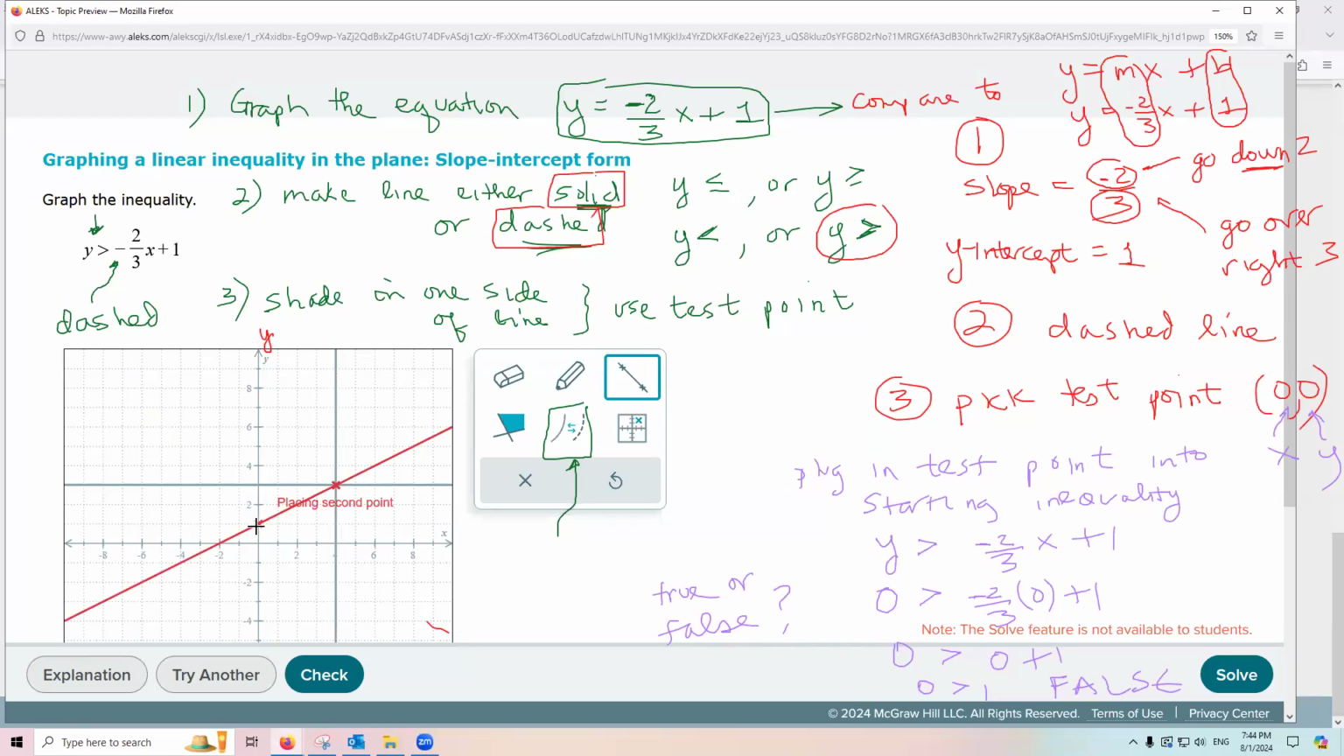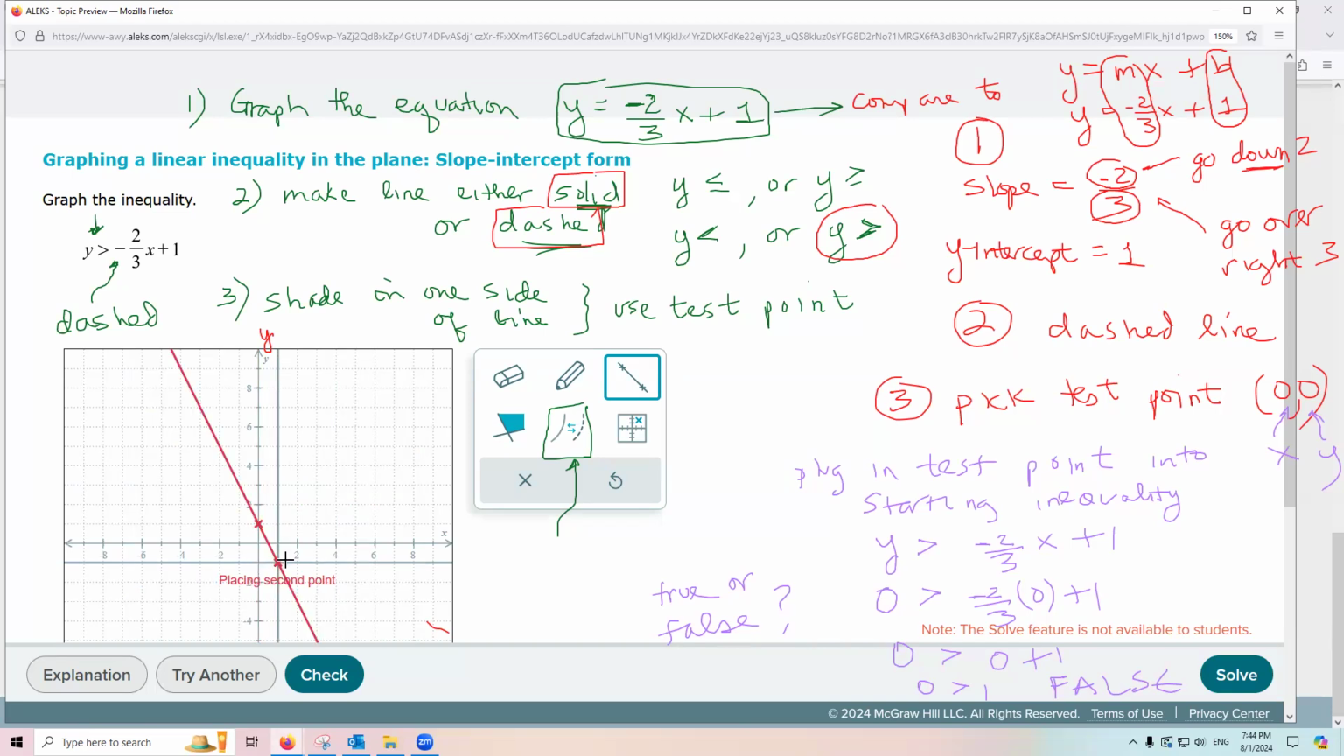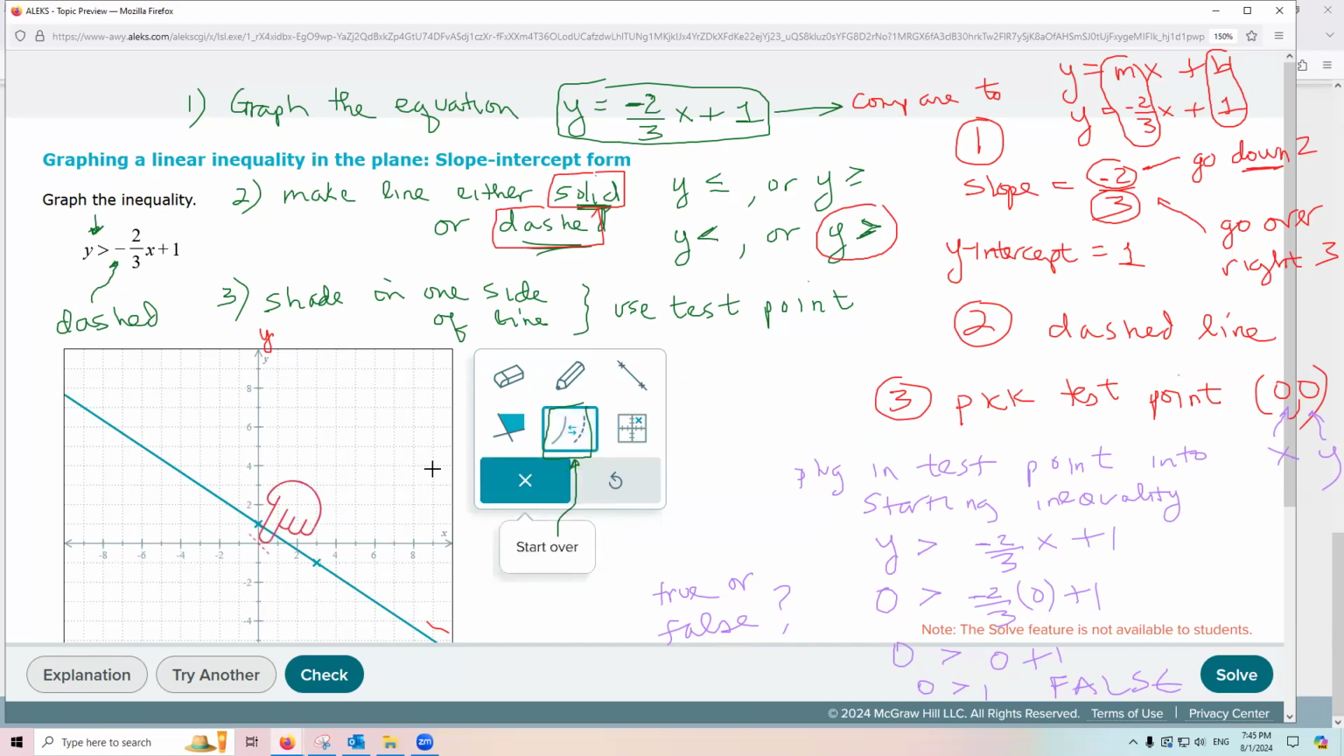All right, I'm going to go down. I'm starting at the y-intercept. I'm going down 2. That was down 1, down 2. Now I'm going over to the right 3. 1, 2, 3. I'm clicking my mouse. There is the line. But remember, we have to make this line dashed. So now I'm going to come over here and click on dash and click the line. And notice now it's a dashed line.